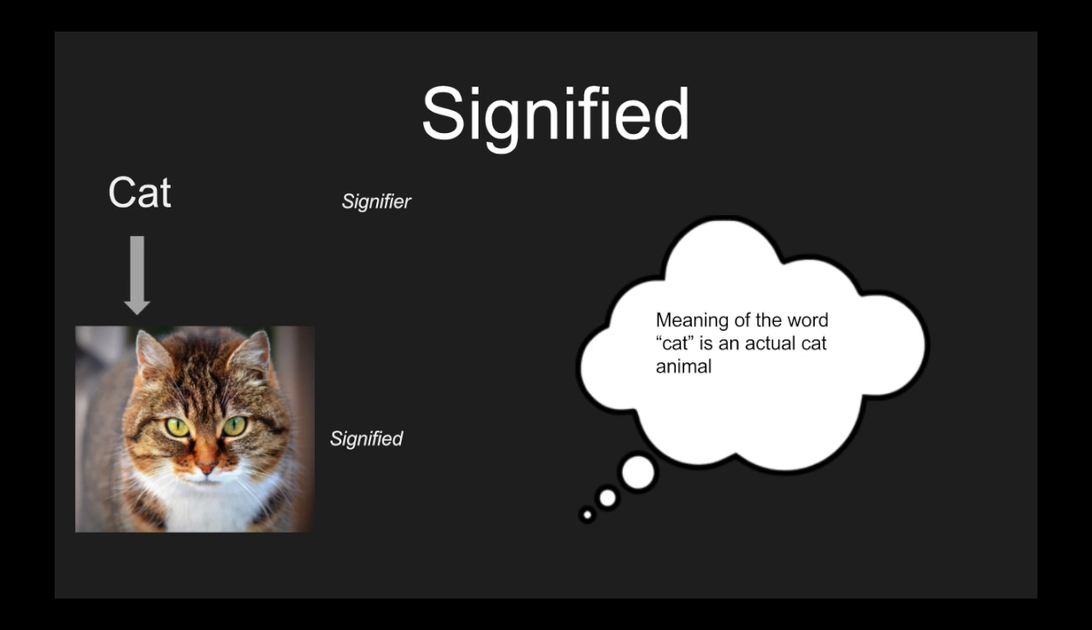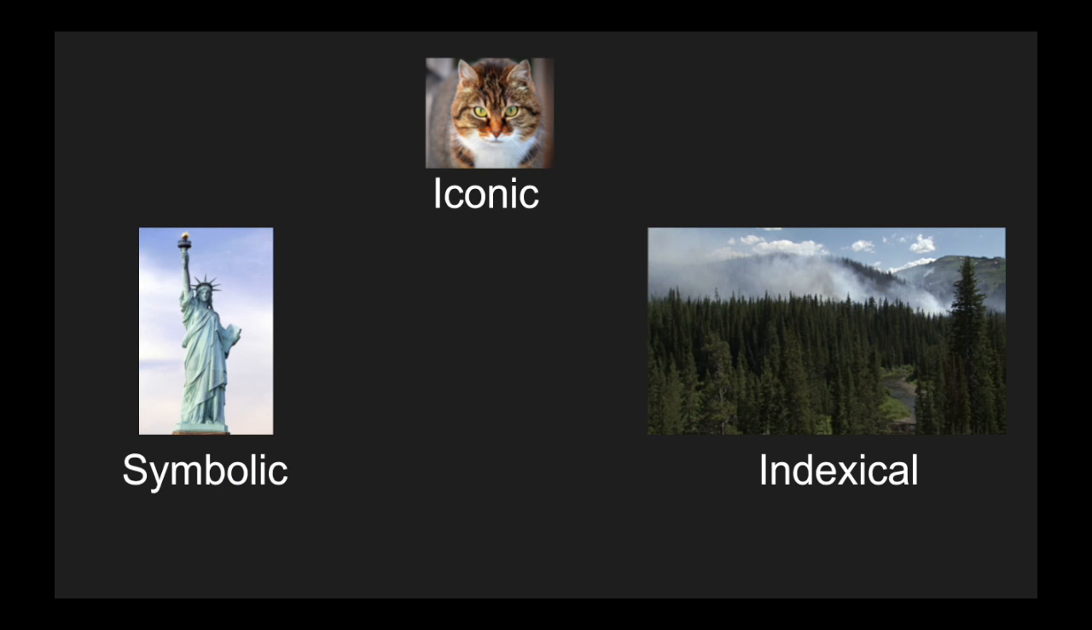Let's look at an example. When we see or hear the word cat, we mentally picture the animal. In this case, the word cat would be the signifier, and the image of the cat the signified. This process is called signification. Signs can be categorized into three different groups: iconic, symbolic, and indexical.